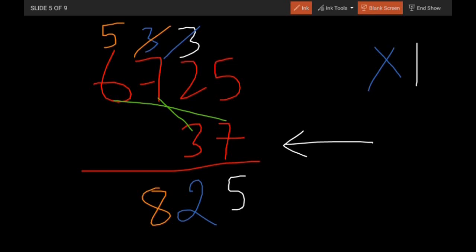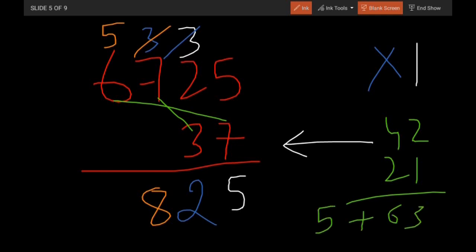Okay, now 7 into 6 is going to be 42. 3 into 7 is going to be 21. Okay, 42 plus 21 is going to be 63, and we should also add carry to that. So 63 plus 5 is going to be 68. So 6 over here and 8 over here.